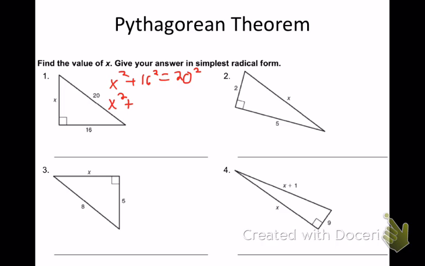16 squared, 16 times 16 is 256. So I have 256 equals, what's 20 squared? 400.